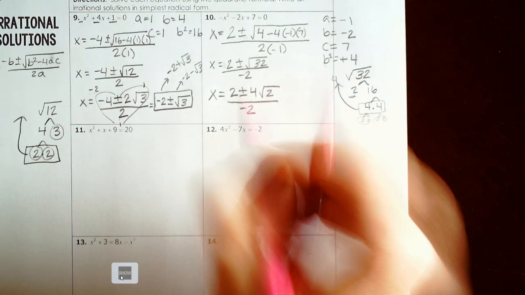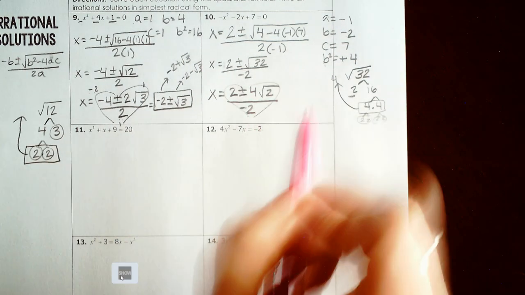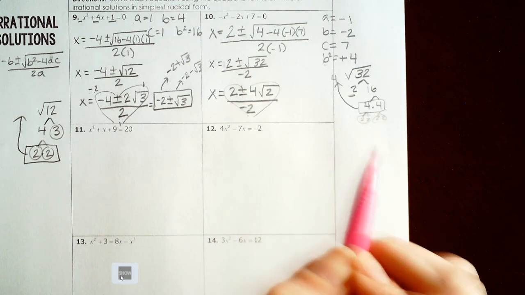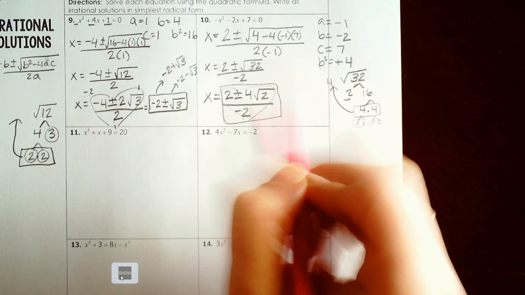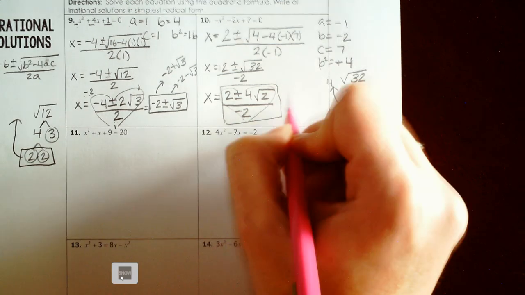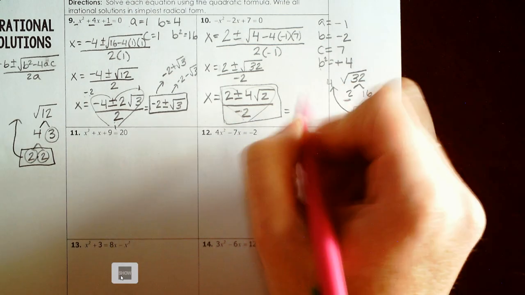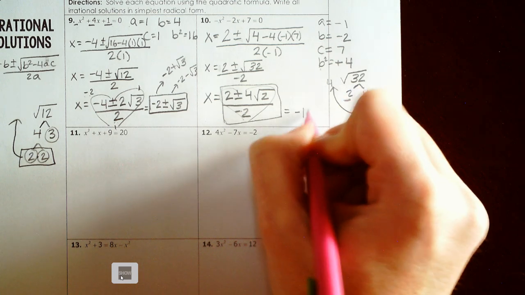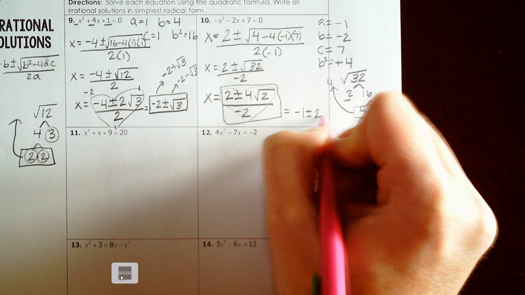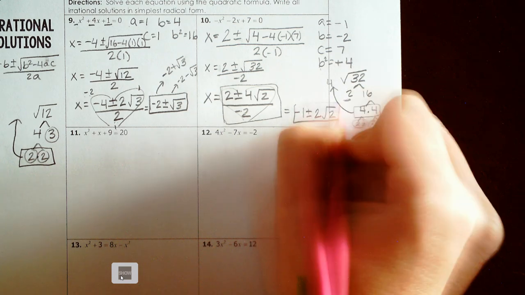And again, on this one, you could do the heart method to simplify if you feel comfortable trying to do that. If not, this is okay as an answer for right now in Algebra 1. If you did simplify it, you would end up with, I believe, -1 plus and minus 2 square roots of 2. So either of those works.